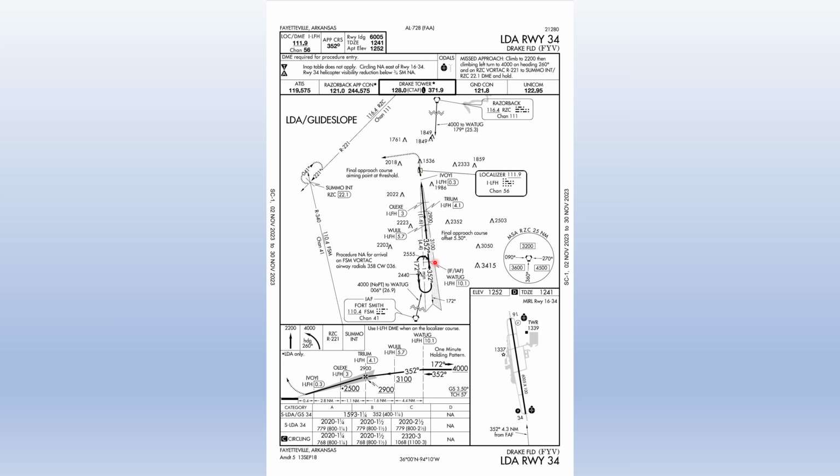We have several fixes that are identified with these solid lines going across the course here. These are fixes we use to identify step-down fixes until we get to the glide slope intercept, and then there's one that is a step-down fix if we were to fly the LDA without the glide slope that we don't have to use, that we don't need to worry about while we're flying the approach with the glide slope.